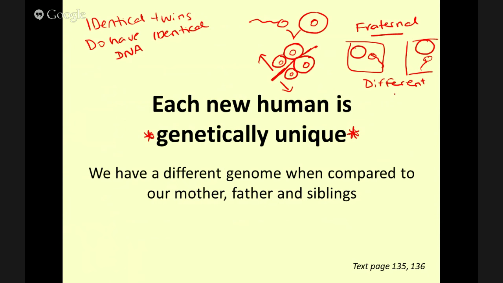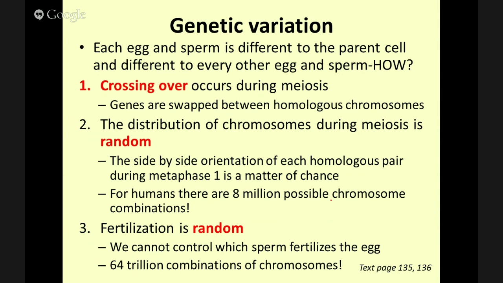But remember, generally every human is genetically unique unless you have an identical twin. So we all have a different genome to compare to our mother, our father, and our siblings. So what are the sources for this genetic variation? This slide has them all listed. It's a very text-heavy slide, so let's look at some pictures.